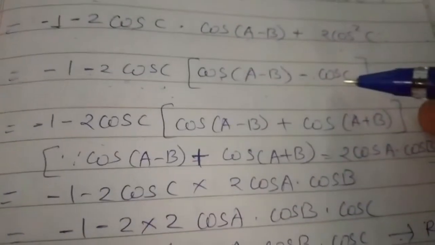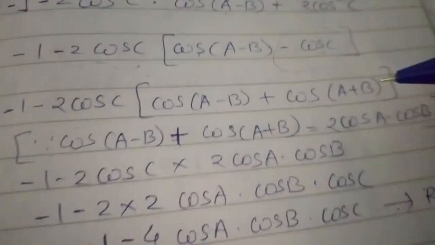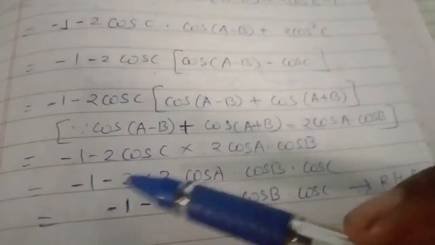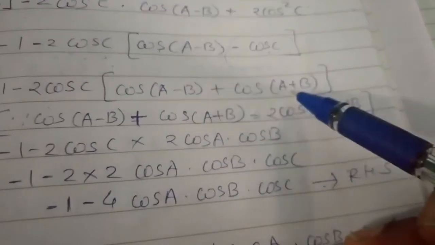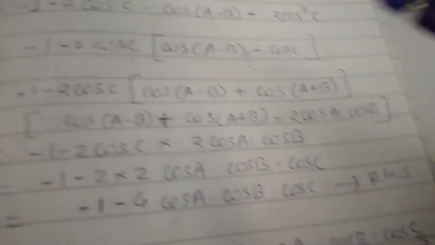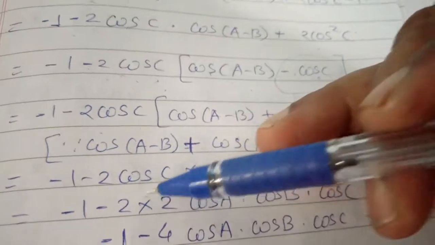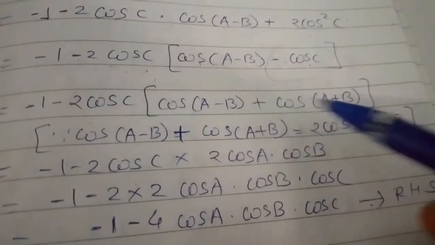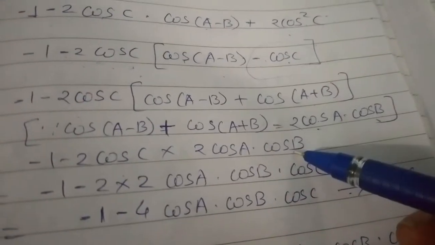So instead of writing this minus cos c, we replace this minus cos c by cos(a+b). And now the formula for this one, cos(a−b) + cos(a+b), is 2 cos a cos b. So we write -1 as it is, -2 cos a as it is, and for this bracket, we write the formula 2 cos a into cos b.